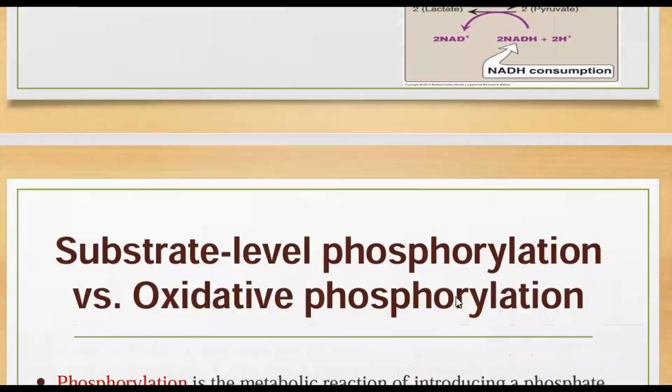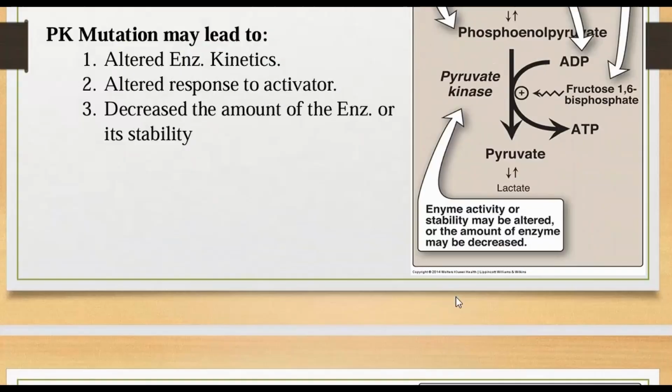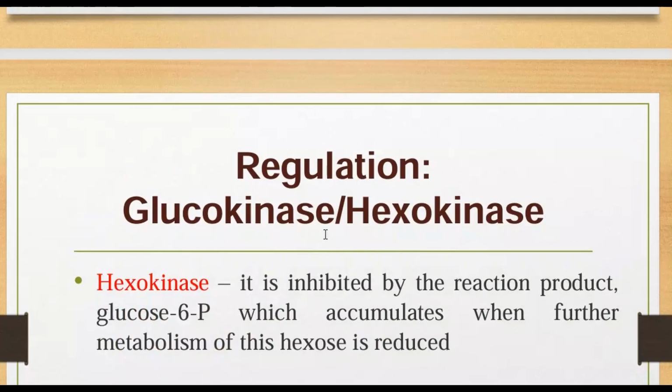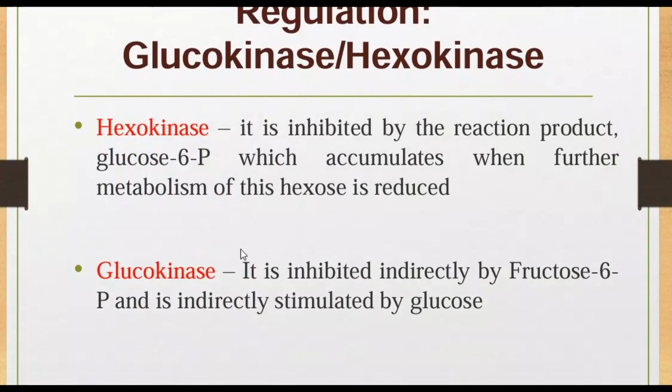Now to see the regulatory part of glycolysis. There are two important enzymes, hexokinase and glucokinase. We already discussed that they can be regulated. How is it regulated? It is inhibited by the reaction product, glucose 6-phosphate, which accumulates when further metabolism of this hexose is reduced.